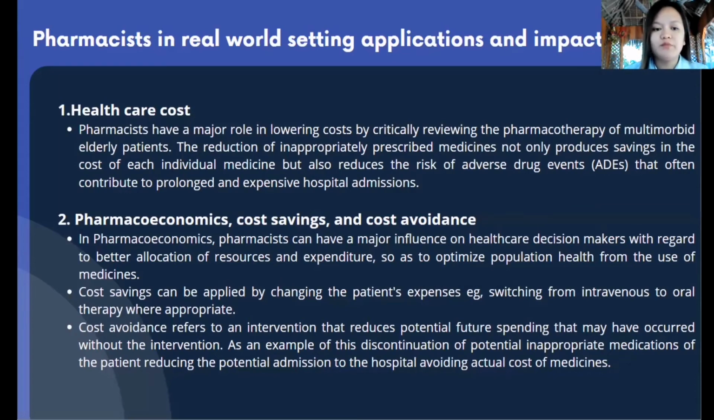Number 2, pharmacoeconomics, cost savings, and cost avoidance. In pharmacoeconomics, pharmacists can have a major influence on healthcare decision makers with regards to better allocation of resources and expenditures, so as to optimize the population's health from the use of medicines. Cost savings can be applied by changing the patient's expenses. Example, switching from intravenous to oral therapy where appropriate.